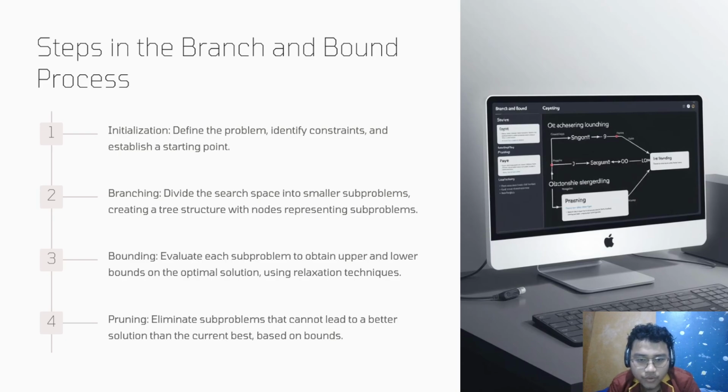The third one is bounding. We calculate upper and lower bounds for each subproblem. If a subproblem's bound is worse than our best known solution, we discard it immediately. The fourth one is pruning. As we progress, we eliminate branches that cannot lead to a better solution. This dramatically reduces the number of calculations required. By repeating these steps systematically, we efficiently converge on the best possible solution.